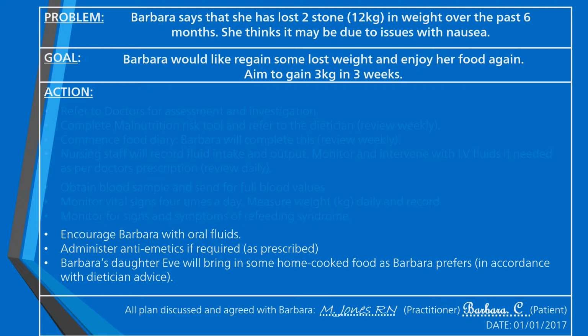And Barbara's daughter Eve will bring in some home-cooked food as Barbara prefers. So we're working more collaboratively with Barbara and her daughter. We're acknowledging Barbara's preferences and choices, but I've also put in accordance with dietitian advice because the dietitian may have some specialist advice taking into consideration her risk of refeeding syndrome.